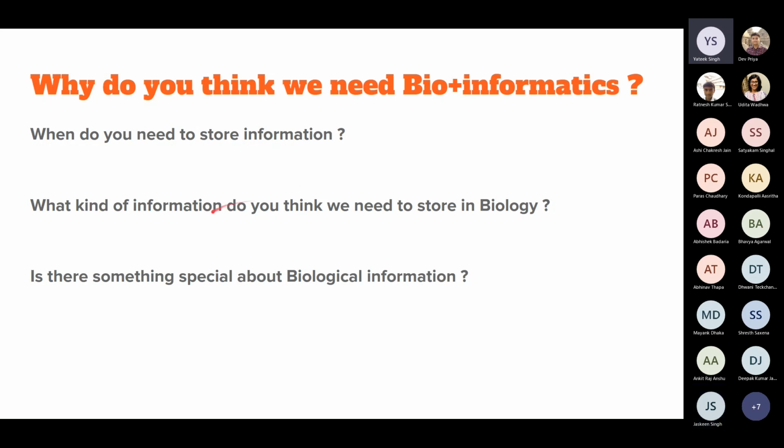Okay, that's good. So what kind of information do you think we are storing in biology? What kind of data are we particularly looking at? It could be the structures of various molecules, their conformations, or the properties or the functions they have. Okay, what else?